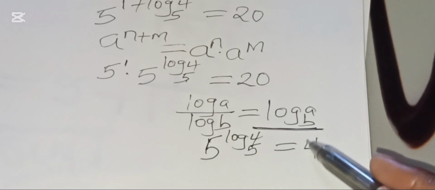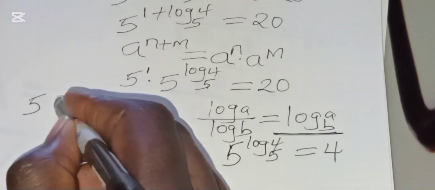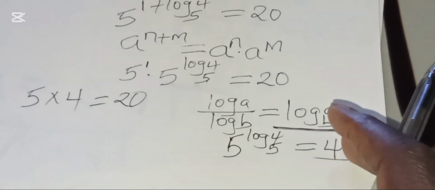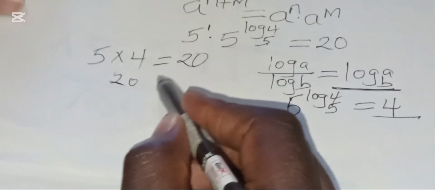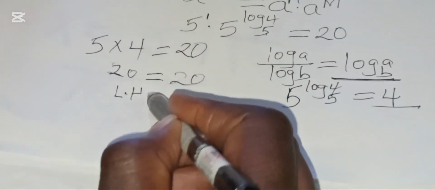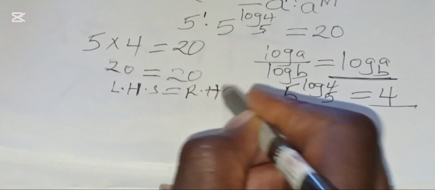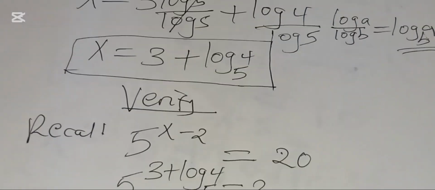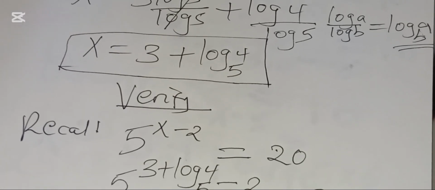So let's substitute this 4 back to the equation. So you're going to have 5 times this 4. This is supposed to give us a value of 20. So this is 5 times 4, which is equal to 20, which happens to be equal to 20. So that means that the left hand side is equal to the right hand side. And that shows that the value of x, which is 3 plus log 4 to base 5, actually satisfies the equation.